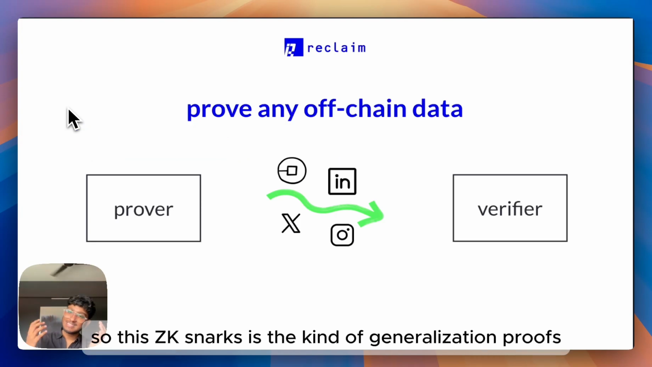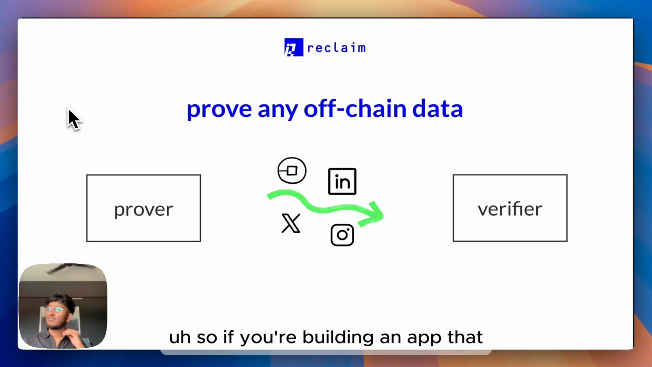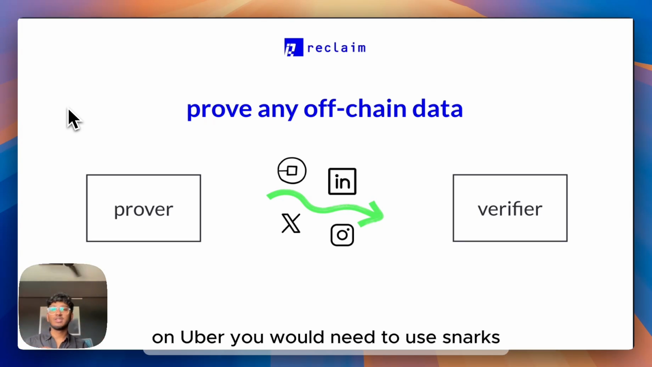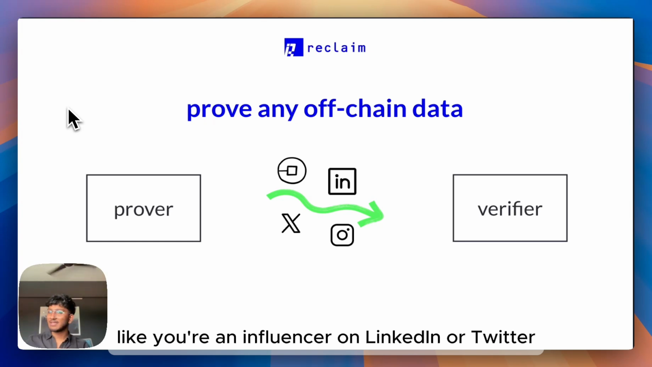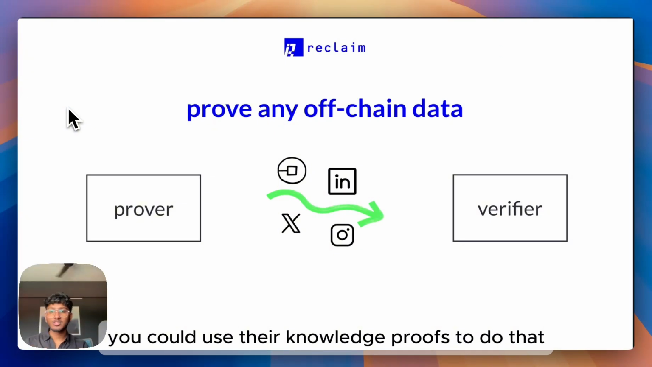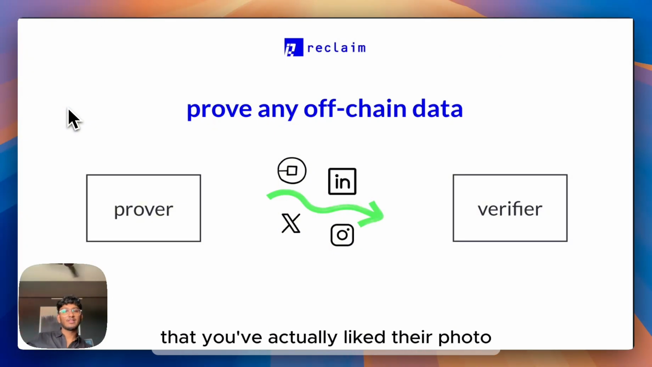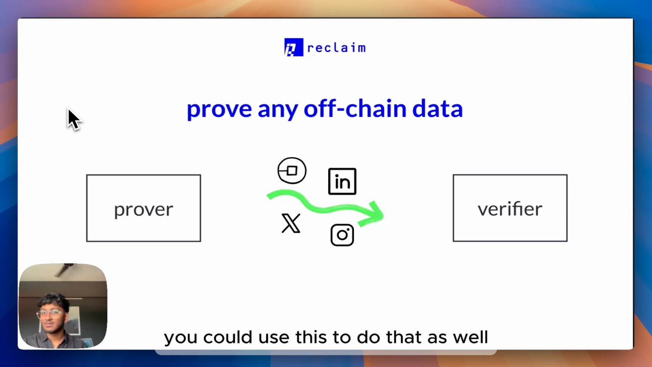So yep, this ZK SNARKs is the kind of zero knowledge proofs we use at Reclaim Protocol to prove any off-chain data. So if you're building an app where you need to prove that you have more than 5 stars on Uber, you would need to use SNARKs. If you need to prove that you're an influencer on LinkedIn or Twitter with more than 10,000 followers, you could use zero knowledge proofs to do that without revealing any sort of information. If you want to prove to somebody that you've actually liked their photo without revealing your account, you could use this to do that as well.